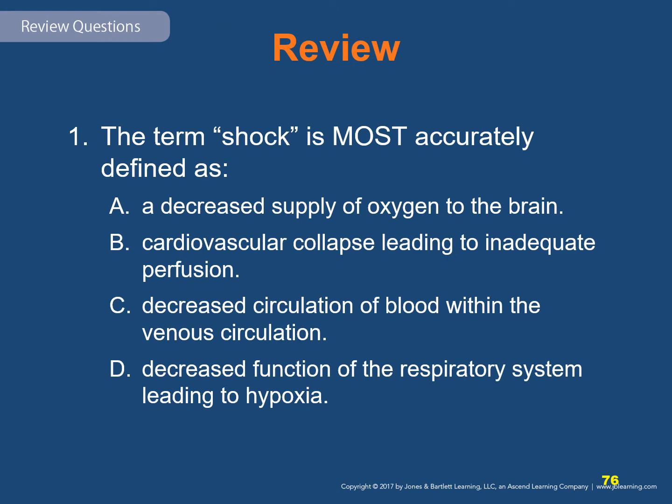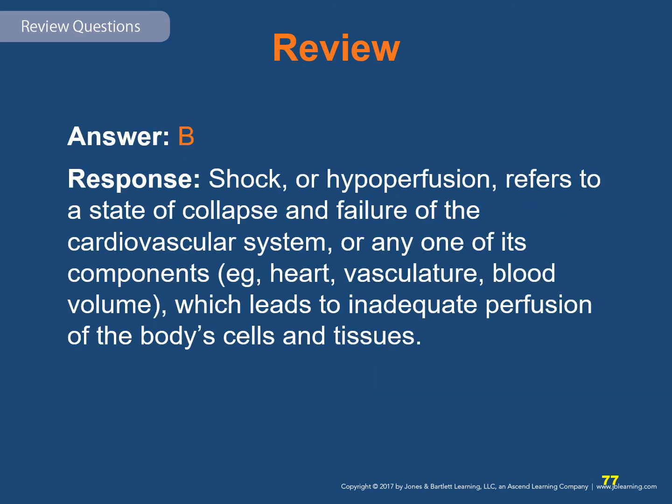Okay, class, let's go over a few review questions. Number 1. The term shock is most accurately defined as: A, decreased supply of oxygen to the brain; B, cardiovascular collapse leading to inadequate perfusion; C, decreased circulation of blood within the venous circulation; D, decreased function of the respiratory system leading to hypoxia. The correct answer is B.